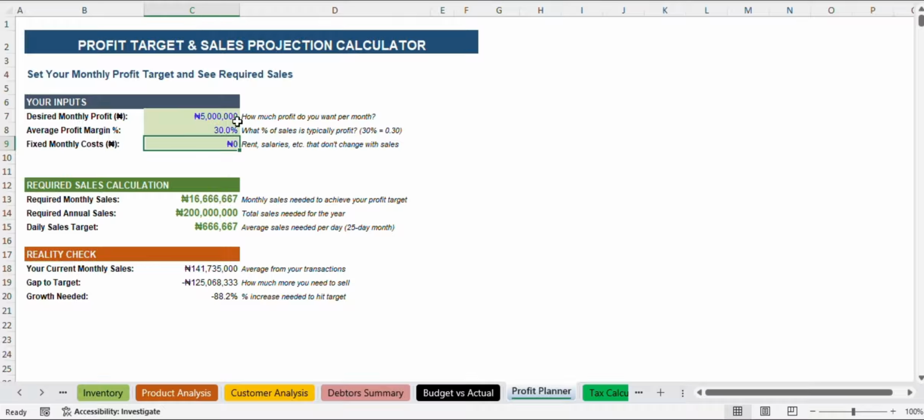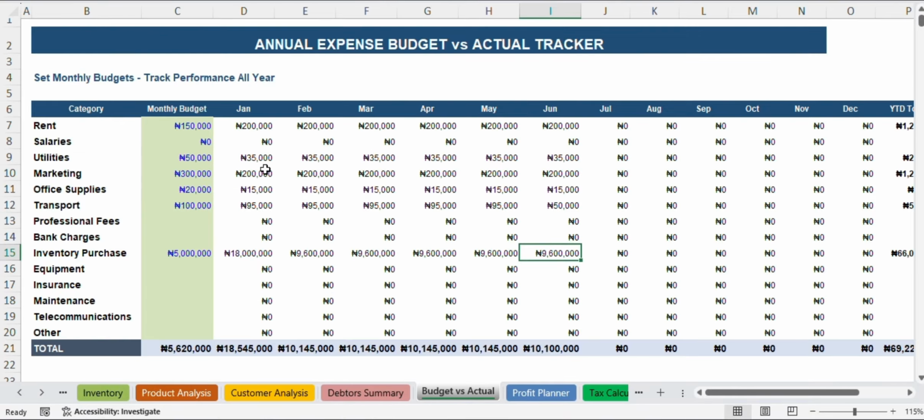What are your fixed costs? Your fixed costs are costs that do not change, like your rent. You pay a yearly rent. So once you've paid yearly rent, you've already calculated it. From the budget and actuals, we can see that the fixed cost is this. Let's assume same thing with your salary, the salaries you're paying your staff is this.